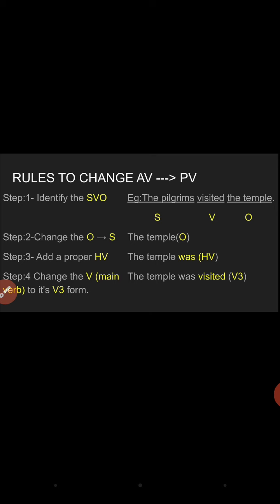So, the temple was. I have added was here because it is simple past tense. Then the fourth step is to change the verb to its V3 form.